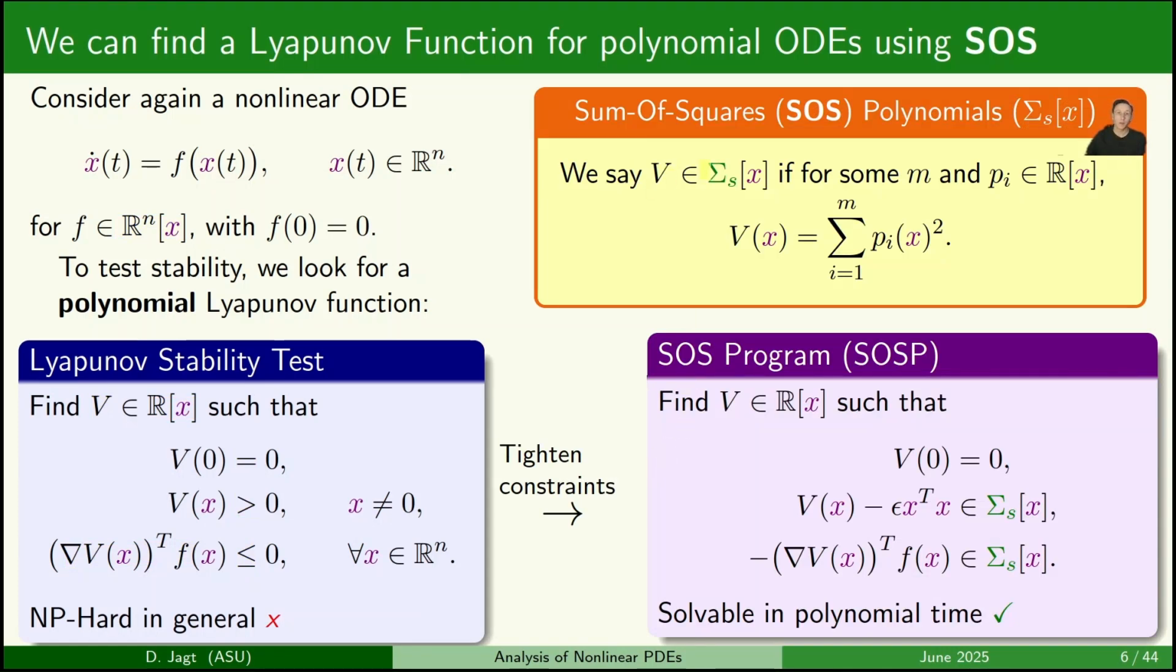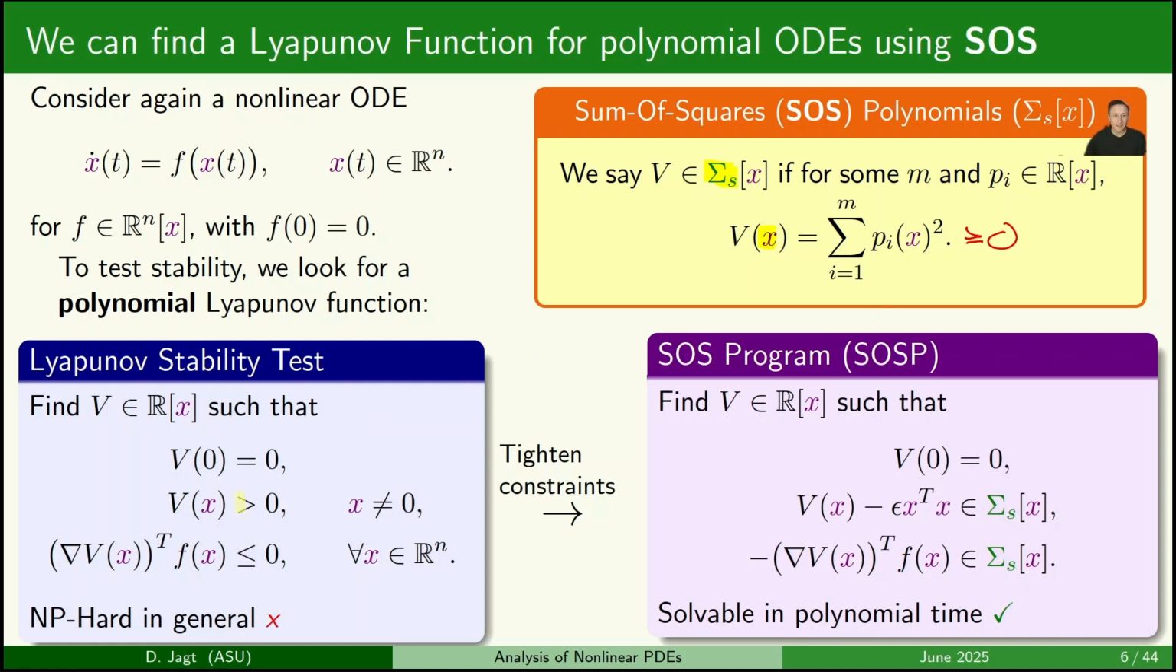So we say here that a function v is sum of squares, or SOS, writing that it is an element of this set Sigma_s, if it is a sum of squares of polynomials. Now clearly then, if v is sum of squares, then it is polynomial, and it is non-negative. That is, it assumes a non-negative value for any value of this variable x.